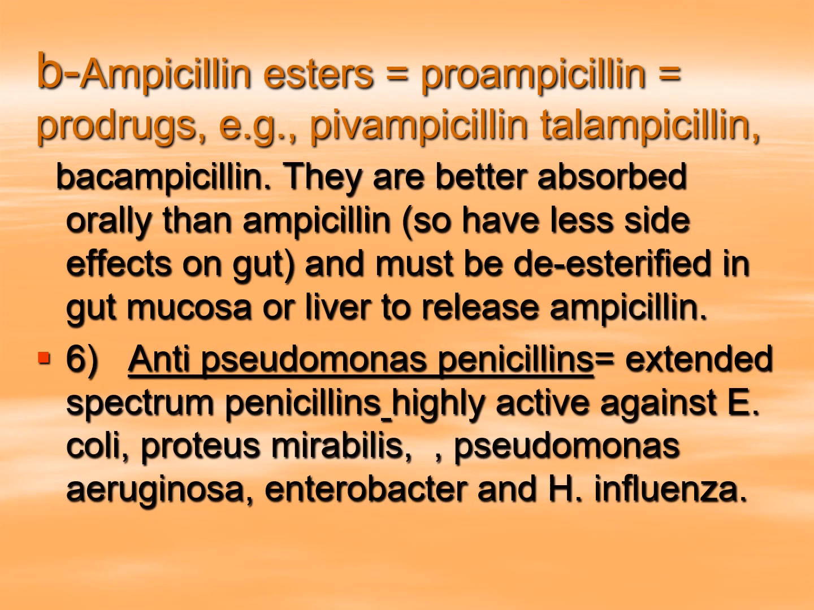Ampicillin esters are called pro-ampicillin. They are prodrugs. They are inactive and they are converted into ampicillin. For example, bacampicillin, pivampicillin, and talampicillin. They are better absorbed orally than ampicillin, but they must be deesterified in gut mucosa and liver to release ampicillin. So they get a higher blood level and they have less side effect on the gut.